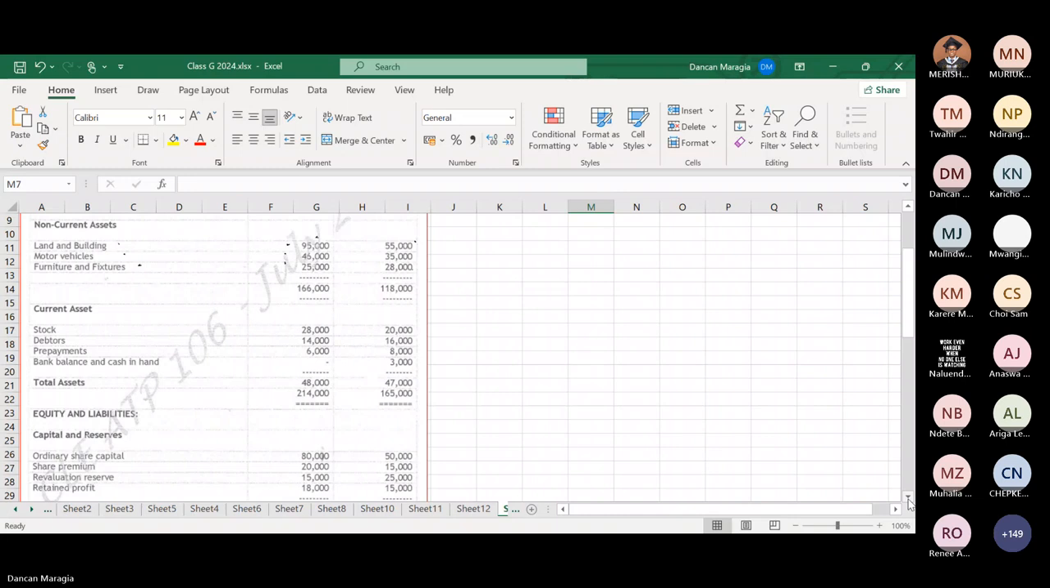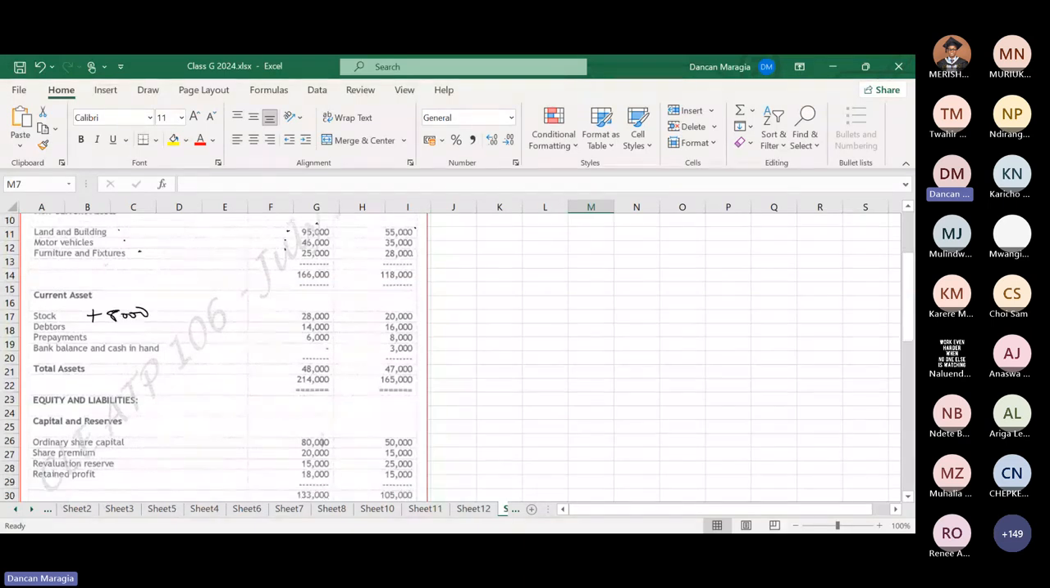Stock. Stock last year was 20, this year 28. There is a change of how much? 8,000. 8,000 increment. So there's an increment of 8,000, which we are going to know what to do with an increment for stock.